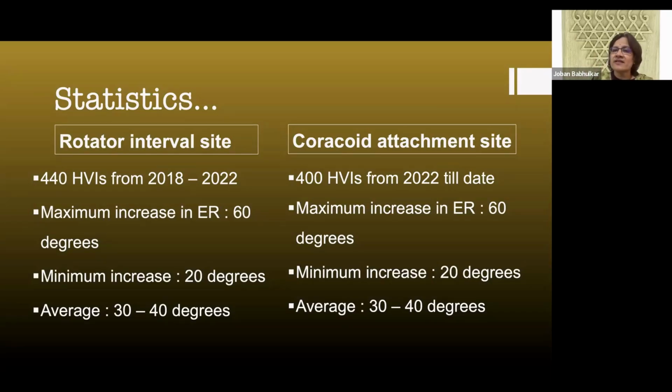The maximum increase in external rotation that we have achieved is 60 degrees, so 10 to 70 or 0 to 60. Some patients don't respond as well. The minimum increase, however, is definitely 20 degrees. So if you have had a 0 external rotation, it will go to 20. Okay, that's the bare minimum that you can achieve. On an average, most of our patients have an improvement of 30 to 40 degrees on table.